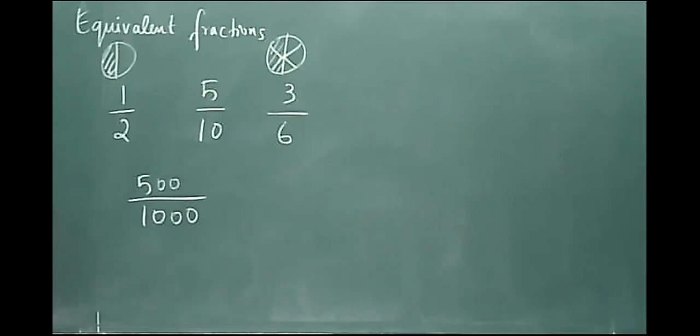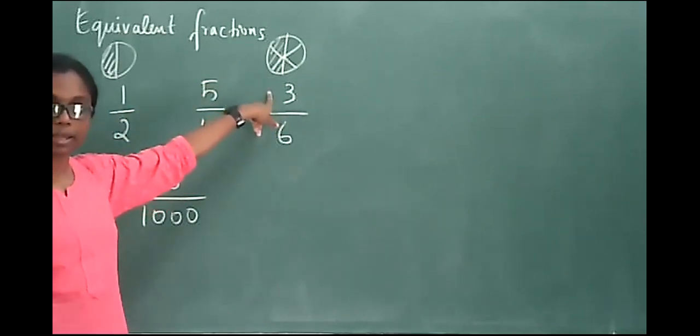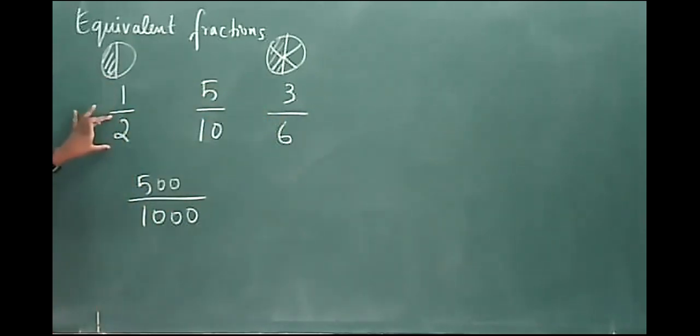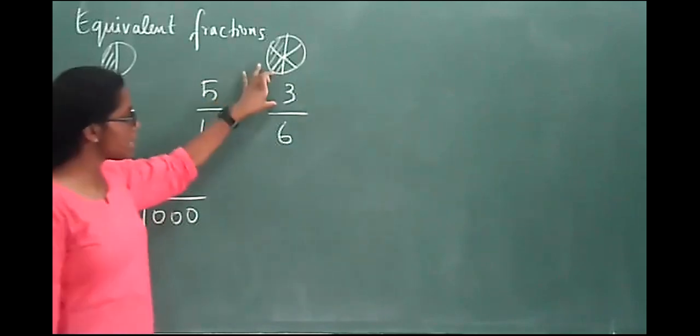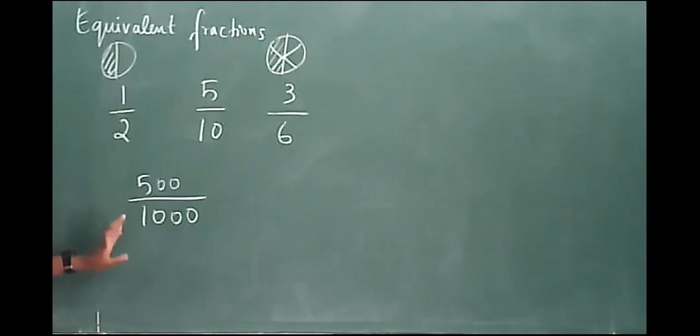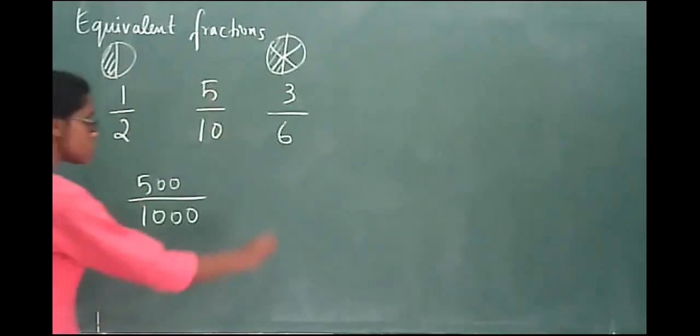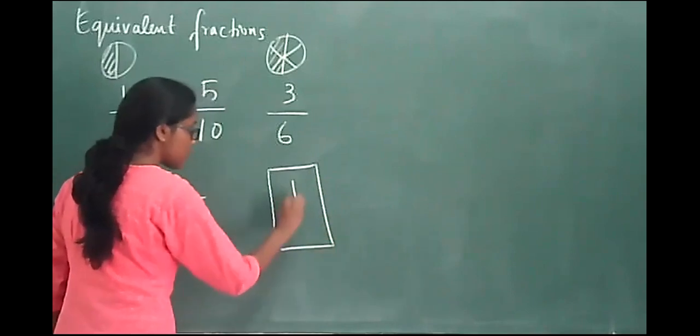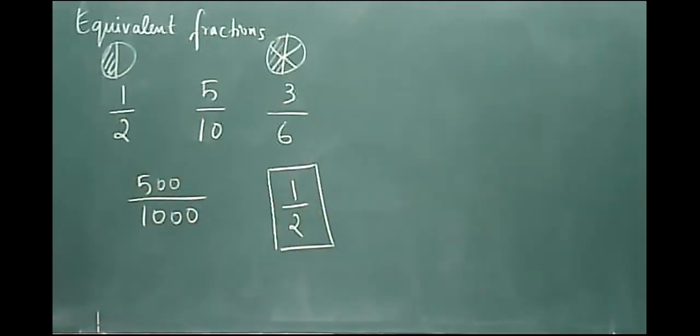So for equivalent fractions, it doesn't matter how many partitions you make. In this case, you are making 2 partitions, but eating 1. In this case, 10 partitions, eating 5. In this case, 6 partitions, eating 3. So 1 is half of 2, 5 is half of 10, 3 is half of 6, 500 is half of 1000. All of these are half of something, so the equivalent fraction of all of these is 1/2. If you are clear with this concept, then you know the concept of proportionals.